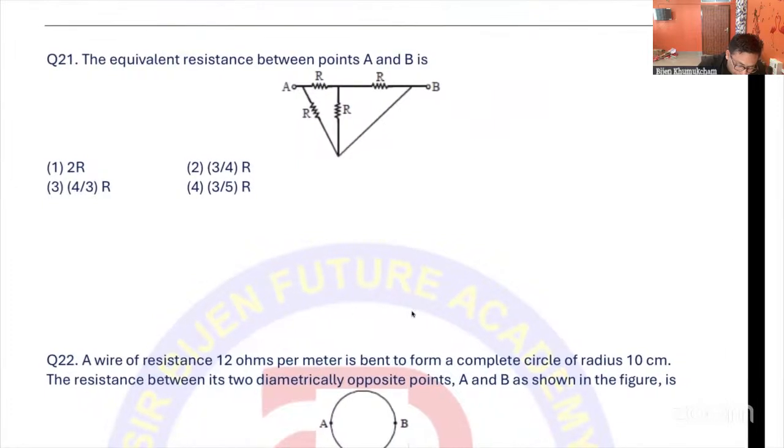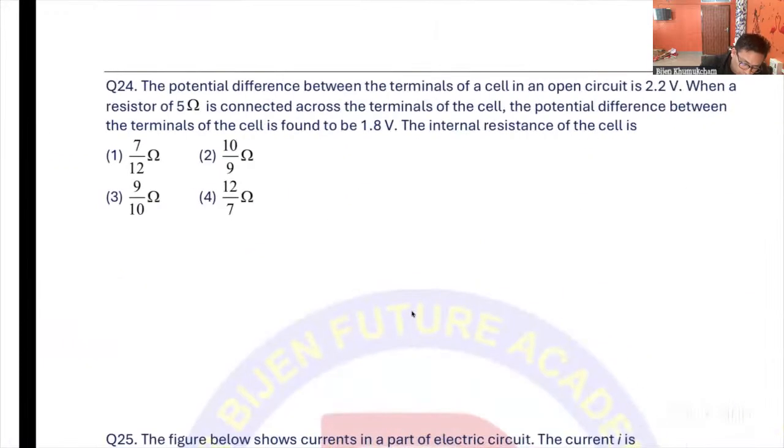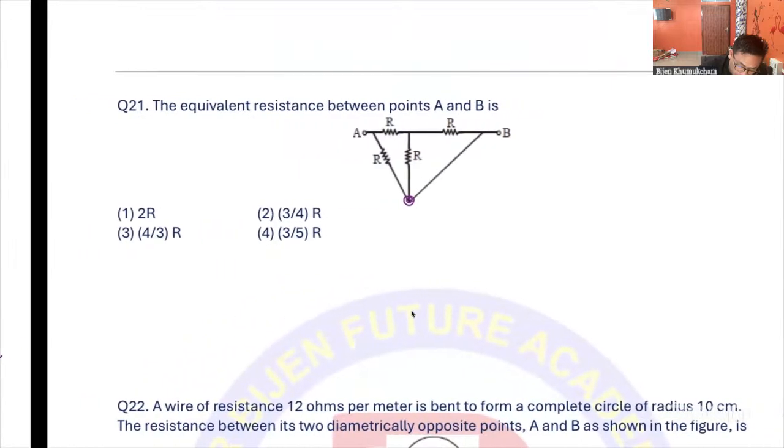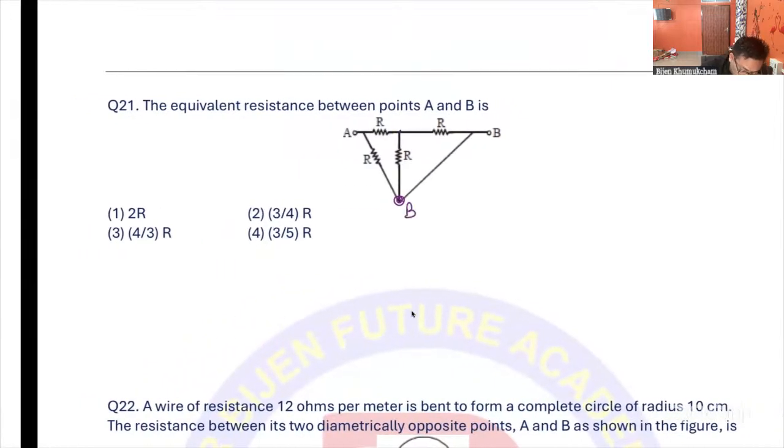Question number 21. The equivalent resistance between point A and B is? Similarly, just like we did in the previous question, let's name these junctions. If this point is B, then we can name this point as B also, and this point also as B. This point should be another junction, because there is a resistor between this point and the other point. Now let's redraw this circuit.